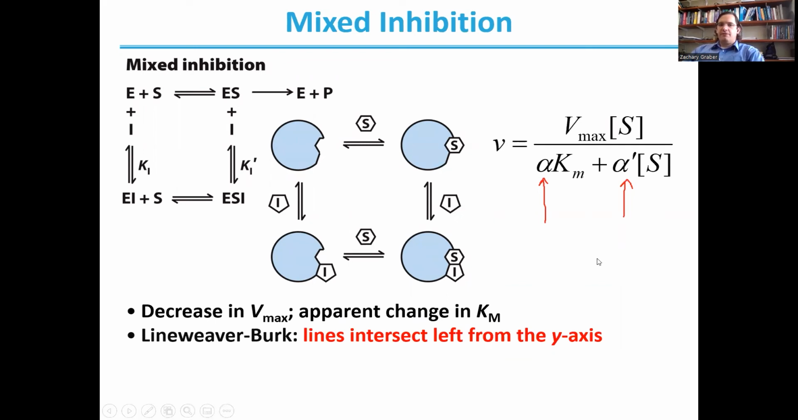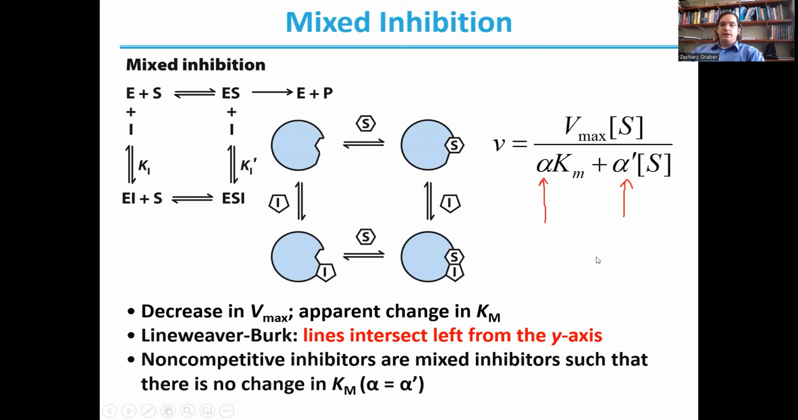There is a special case of mixed inhibition that we refer to as a non-competitive inhibitor. This is a mixed inhibitor where there's no change in Km. So this would occur when both of our alpha values are identical, or in other words, both of our binding constants here are the same. This would say that the binding of our inhibitor is completely unaffected by our substrate, right? It binds the same whether the substrate is absent and we have the free enzyme, or whether the substrate is present and we have the enzyme substrate complex. So it's just a special case of our mixed inhibition.